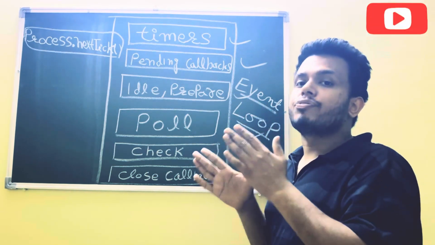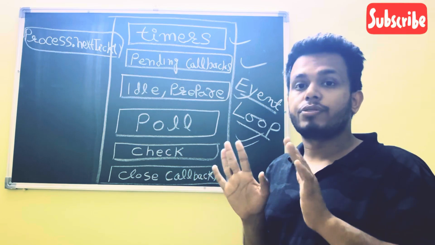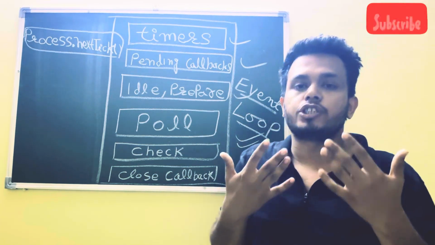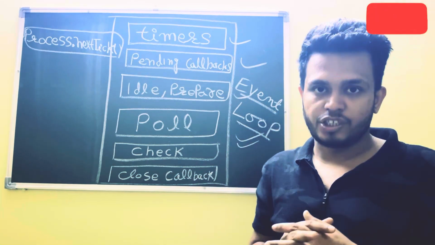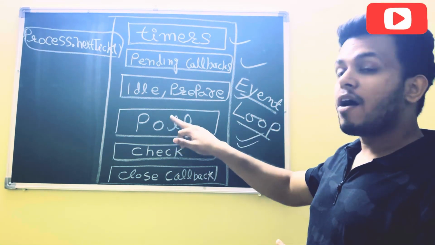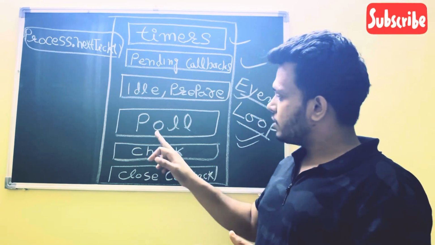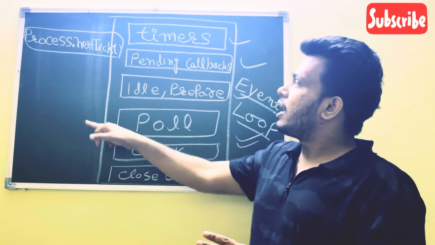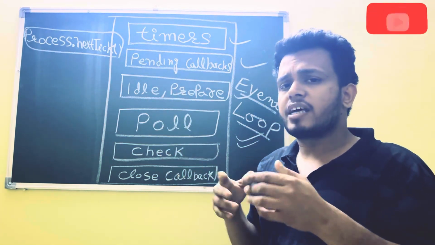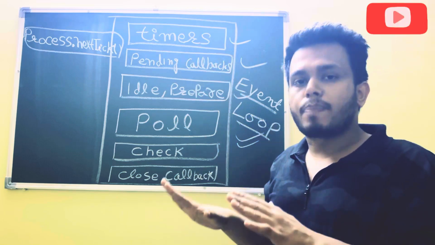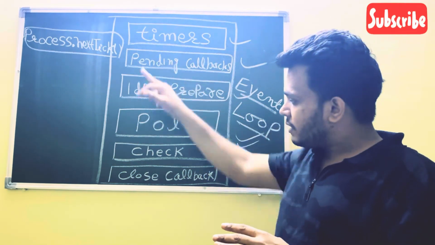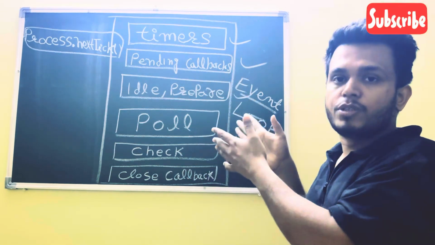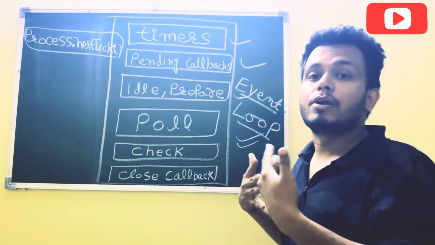But suppose there is no setImmediate scheduled in the check phase. In that case, after doing the input output operation, timers have the higher priority. So after the input output operation, the event loop will again check whether any setTimeout has expired. If it has expired, it will execute that, then go to the next phase. I hope you are able to digest this concept.